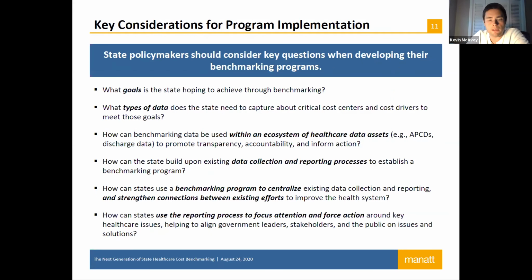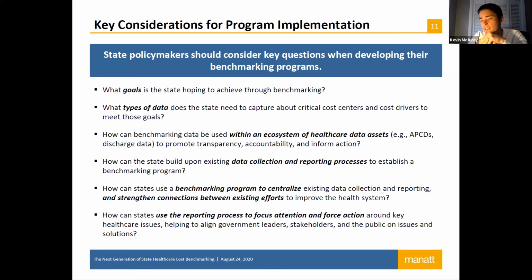Again, when you're thinking about setting up a benchmarking program, always please start with goals, what you're hoping to achieve, and then let that drive the rest of the process, including what new authorities you might need and the types of data that you want to collect. And when you think about the types of data, think about it within the basket of data assets that you might have available: APCDs, discharge data, patient event notifications, ADT data. A lot of our friends on this call have access to more data than we often think we do, and really thinking about how you can bring those assets in to provide the context you're looking for, and get as close as possible to the information you want to derive from the data collection, is really valuable.